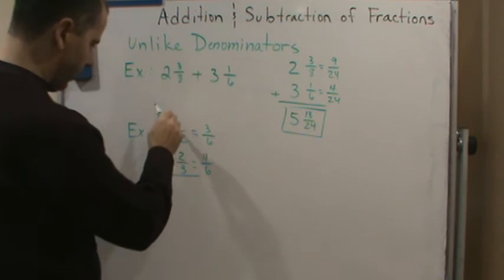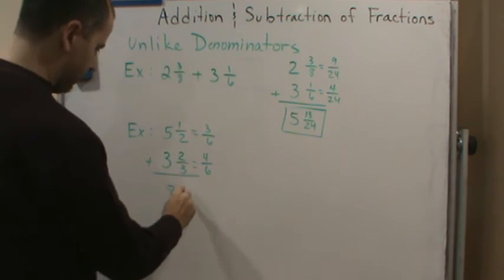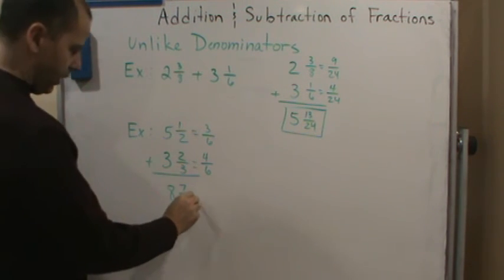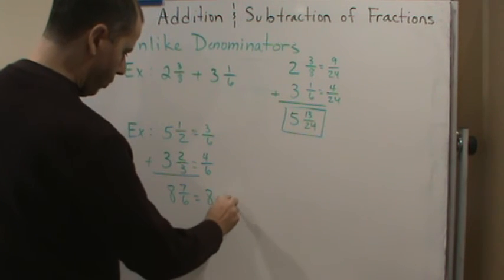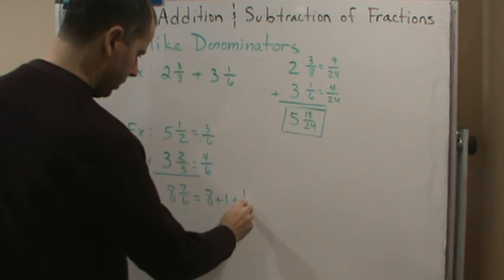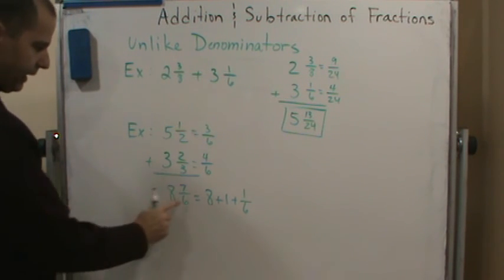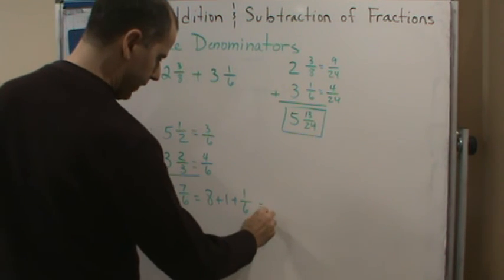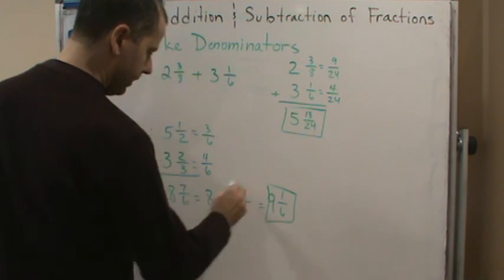Okay, so now what happens? Now I'm going to add the whole numbers. That's going to give me 8, and this is going to give me 7/6. But this is an improper fraction. So I'm going to write this as 8 plus 1 plus 1/6, because 6 can go into 7 one more time, and that leaves me a remainder of 1/6. And so my final answer is going to be 9 1/6.